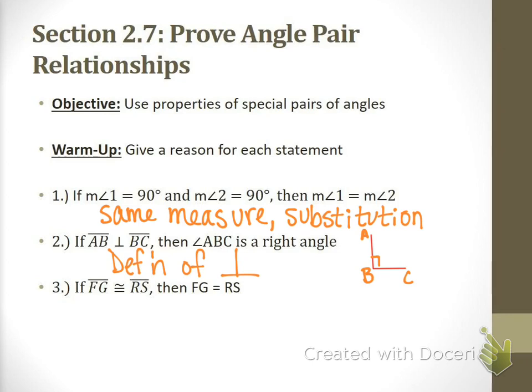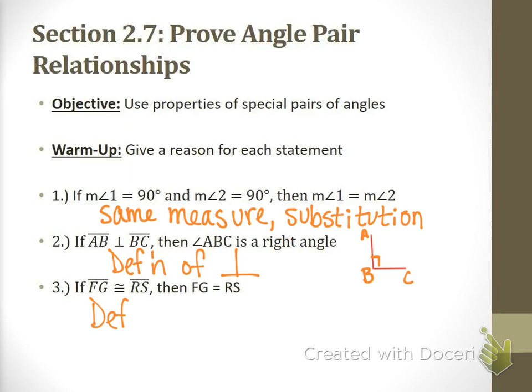If segment FG is congruent to segment RS, then FG is equal to RS. Remember, when we take away the bars and we're putting an equal sign, we're talking about their measures. What would our reason be? Ataya? Very good. Definition of congruence.